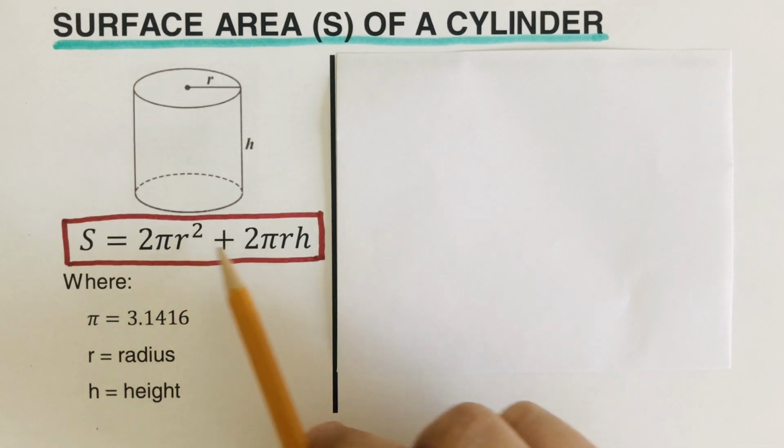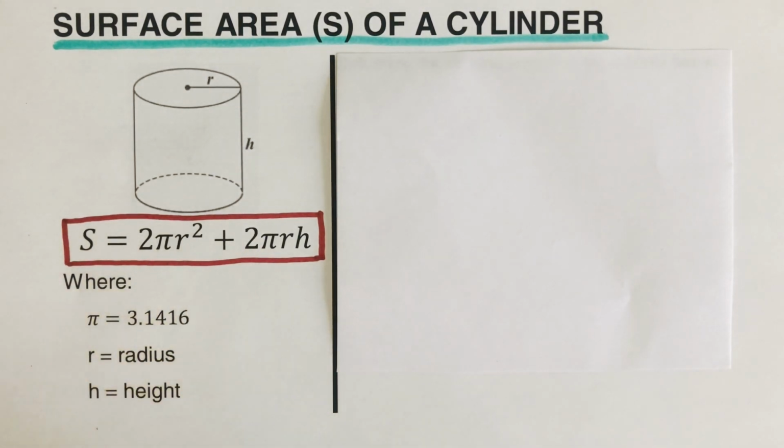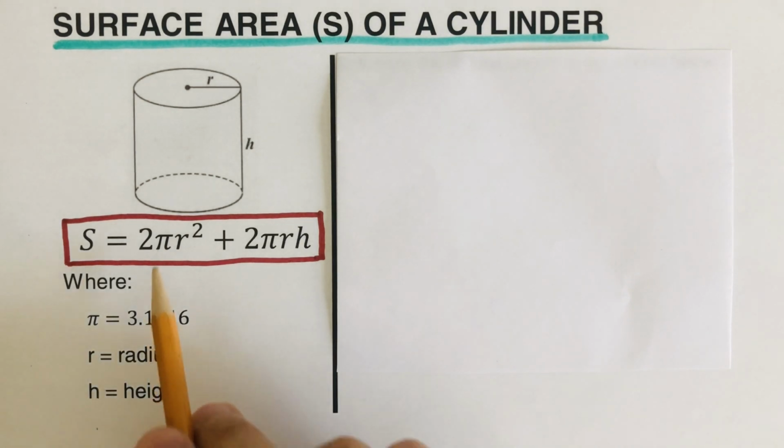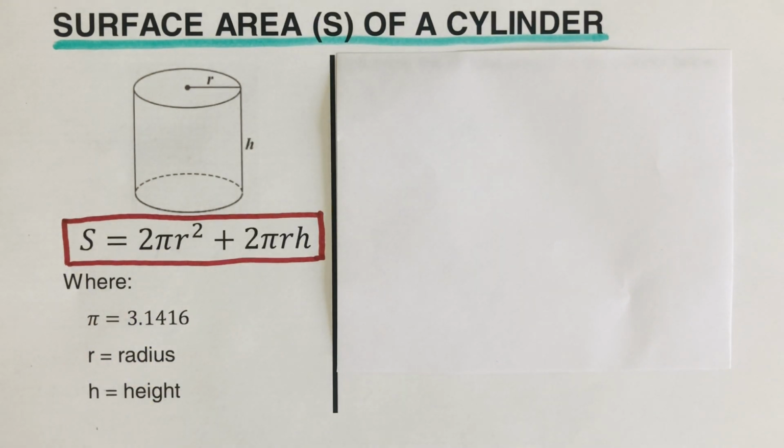Now, how do we get to this equation right here? How did we come up with this equation? Where do we get this equation from? We remember that surface area is the area of all the faces, or the area of all the surfaces, and we add them up together.